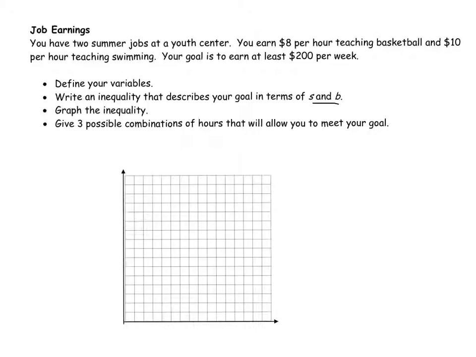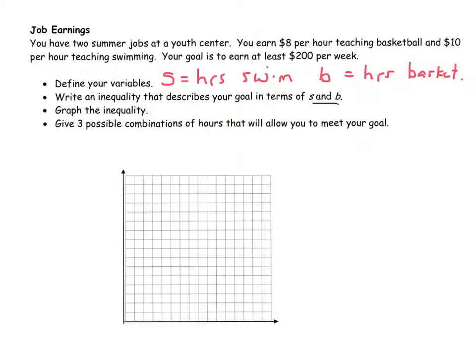Let me change my pen width there. Okay, so S will be the number of hours teaching swimming. So hours teaching swimming. Okay, and then B will be the number of hours teaching basketball. And I'm just going to abbreviate, you can write it out.